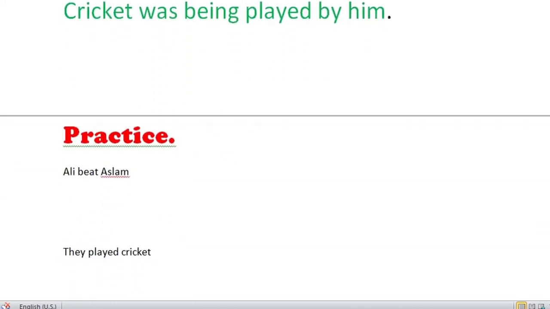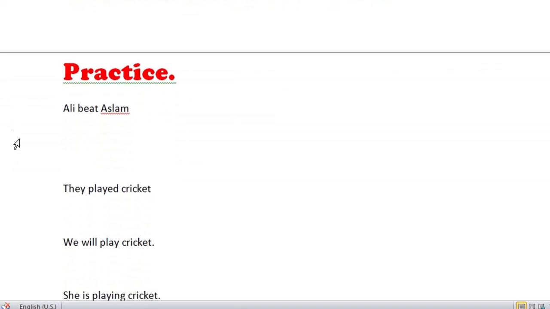Just do some practice. Okay, the first sentence we have is a present indefinite. So we have Ali, we have Aslam, and we have the verb. We have to move the position, so Aslam came on the subject side and Ali on the object side, and we added "by" with Ali.